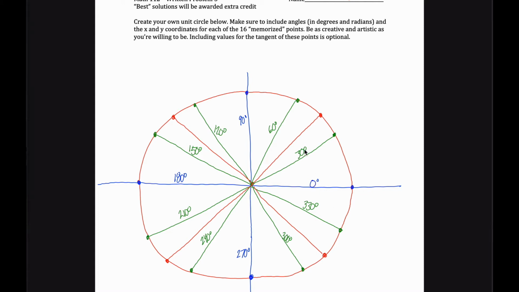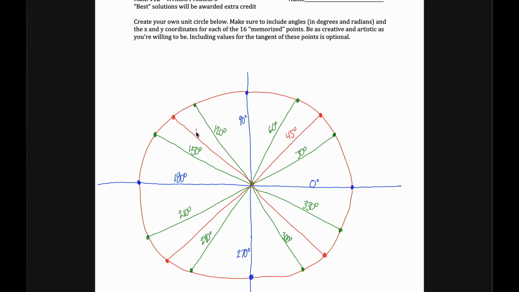Finally, the points in red. Their defining characteristic is they're halfway in between the points in blue, and since half of 90 is 45 degrees, I can do the same trick that I just did, except instead of counting by 30 degrees, I count by 45 degrees, as long as I include the red and the blue points. If I start here with 0 degrees, this would be 45 degrees, and if I add another 45 degrees, that gets me up to 90 degrees.